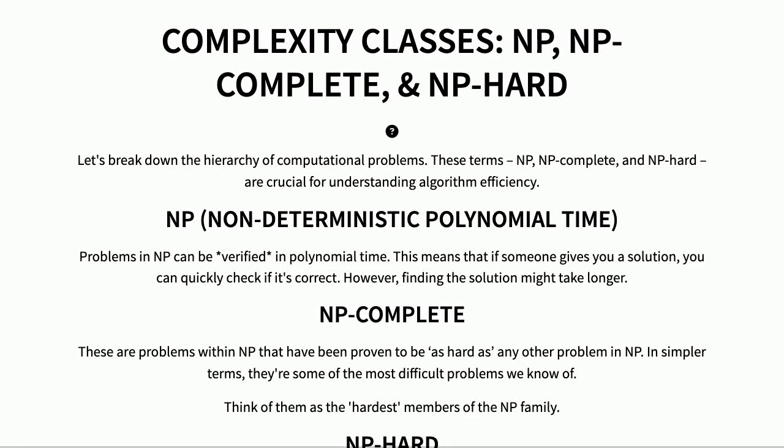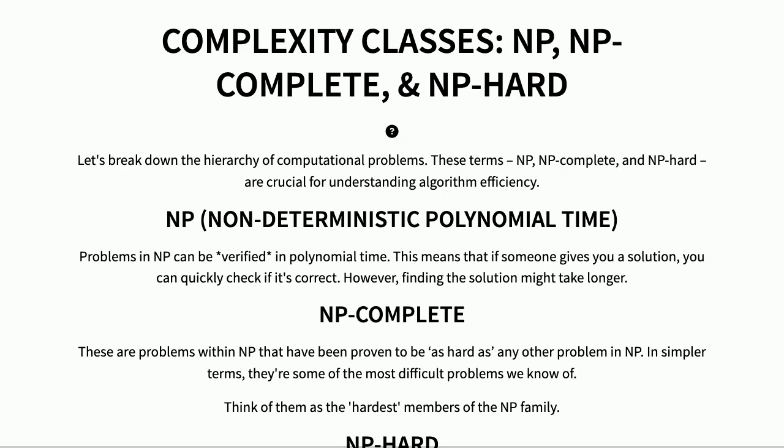Okay, let's talk about how we classify computational problems. We start with NP, non-deterministic polynomial time. These are problems where you can quickly check if a solution is correct, but finding the solution itself might be tricky. Then we have NP complete problems, which are like the heavy hitters within NP.